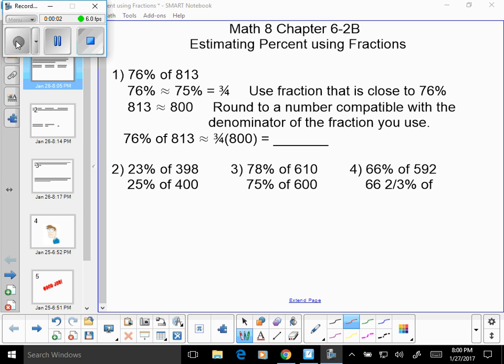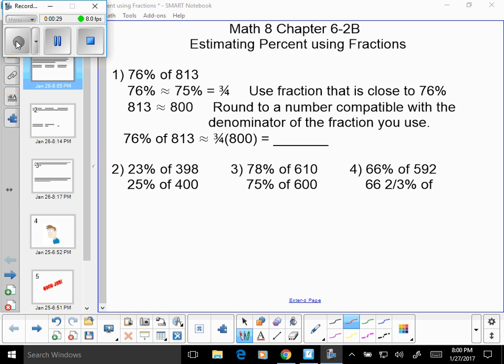Hello class, this is the lesson chapter 6.2b, estimating percent using fractions. If you do not have your flashcard sheet that gives you the fraction equivalencies for several percents, or the percent equivalencies for several fractions, whichever way you want to look at it, hit pause and go get that sheet. Now that you have the sheet, we can get going.